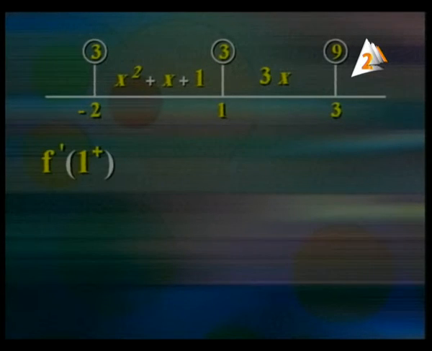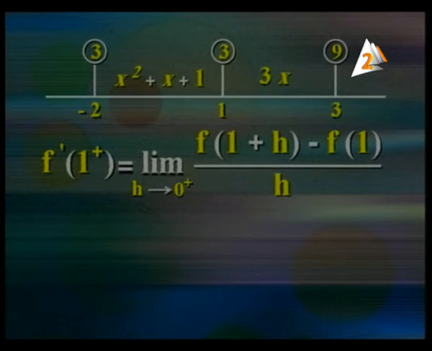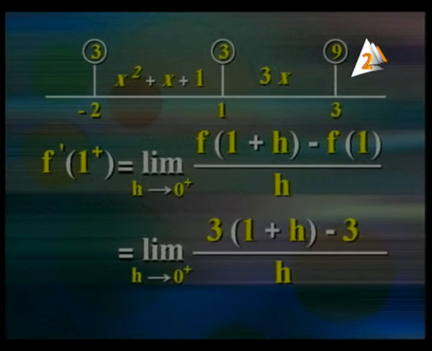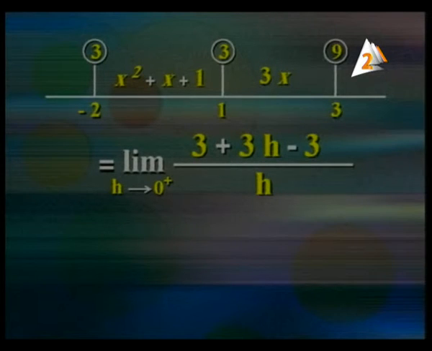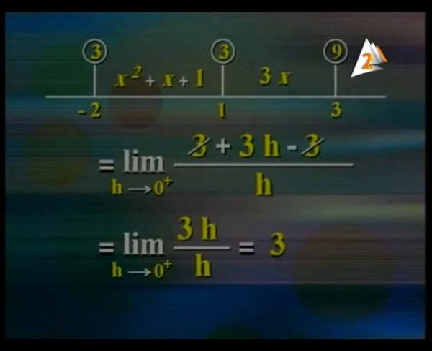Now we discuss f dash of 1 positive. For f dash of 1 positive, we find the limit as h tends to 0 positive of f of 1 plus h minus f of 1 over h, which equals the limit of 3 times 1 plus h minus 3 over h. By substitution and simplifying, 3 plus 3h minus 3 over h equals 3h over h, which equals 3.